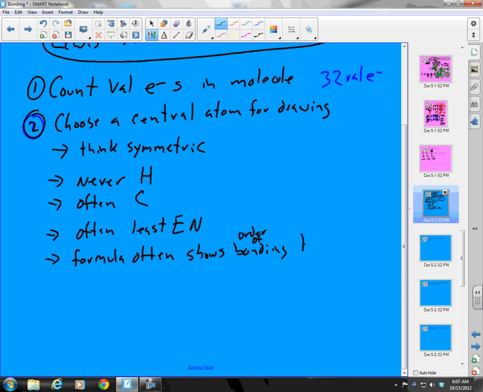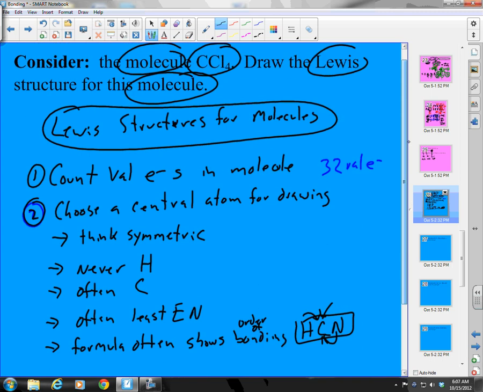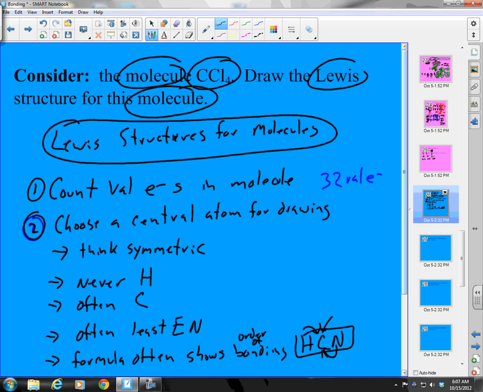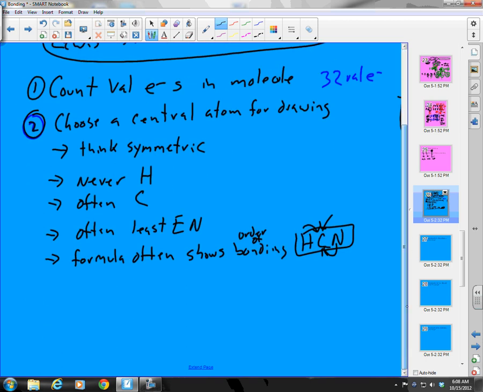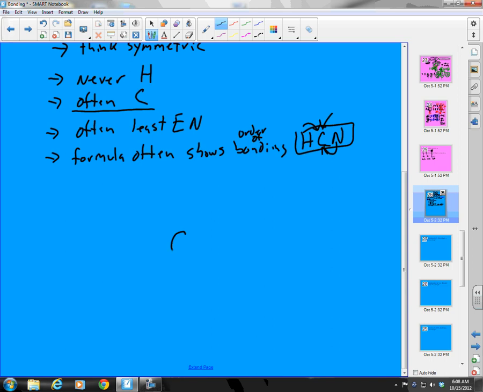What I mean by that, if we have HCN, they're telling me that the H is bonded to the C and the N is bonded to the C. So when you see that order, right away they're telling me, hey, my carbon here is probably my central atom. So this is kind of the rule of thumb. What are we dealing with here? We're dealing with carbon tetrachloride. Well, I have one carbon and four chlorines, so if I put carbon in the center, then I would get a symmetric arrangement. Not only that, we say quite often it is carbon. So I'm going to put carbon in the center, and we're going to surround it with chlorines.